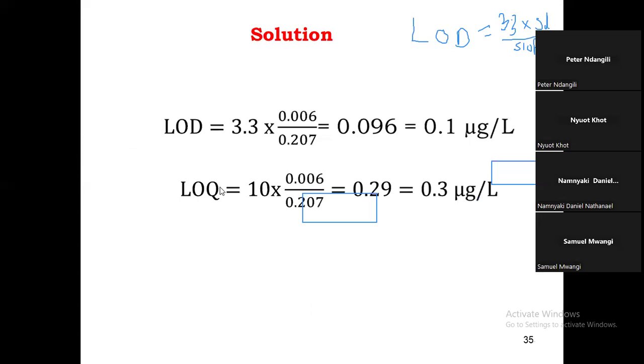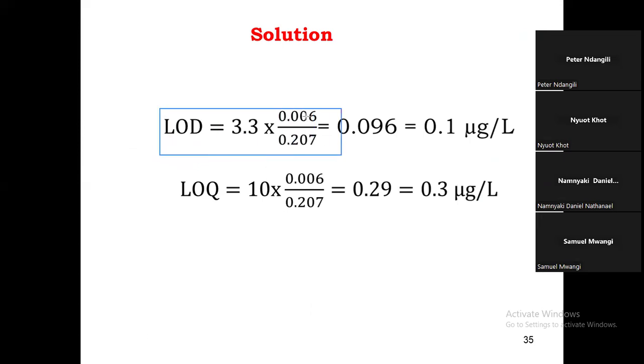Therefore, for us to do that, this is the explanation. So LOD is given by 3.3, I have explained where this one is coming from, multiplied by the standard deviation of the blank, and this is what? Our slope. And this is the value you are getting, and then you are giving the answer correct to one significant figure. You can explain why we are giving correct to one significant figure. Remember how we give our answers in multiplications, divisions.